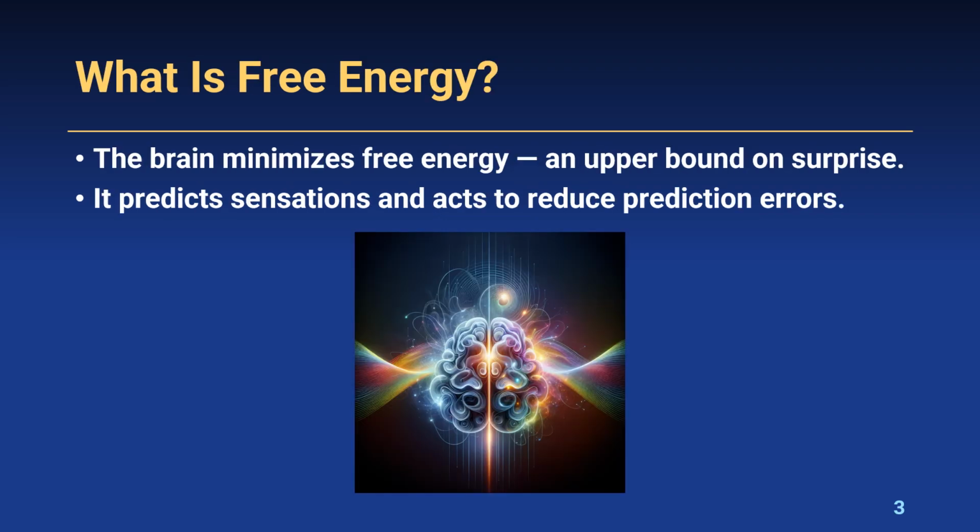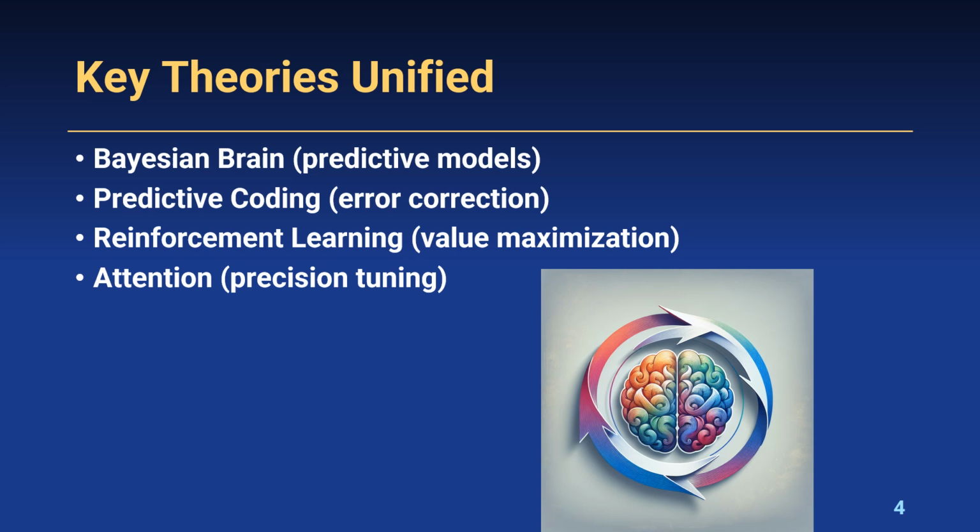Let's begin by unpacking the core idea. The free energy principle proposes that biological systems, including our brains, strive to minimize something called free energy. Now, free energy here isn't just a physics term. It's an information theoretic measure that acts as an upper bound on surprise, which is the brain's way of describing unexpected sensory inputs. Simply put, the brain constantly tries to avoid surprising or unpredictable states to maintain stability and adapt effectively to its environment. But how does the brain achieve this?